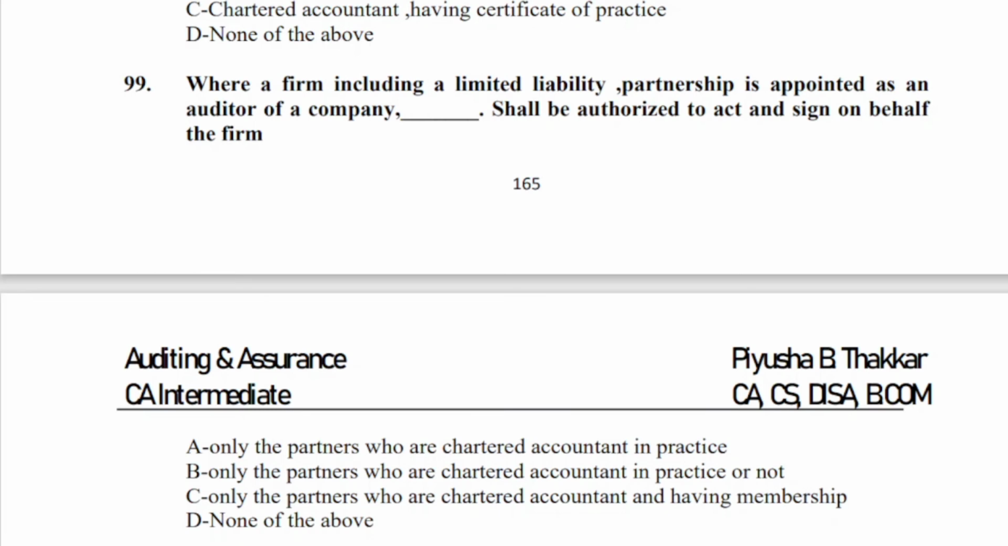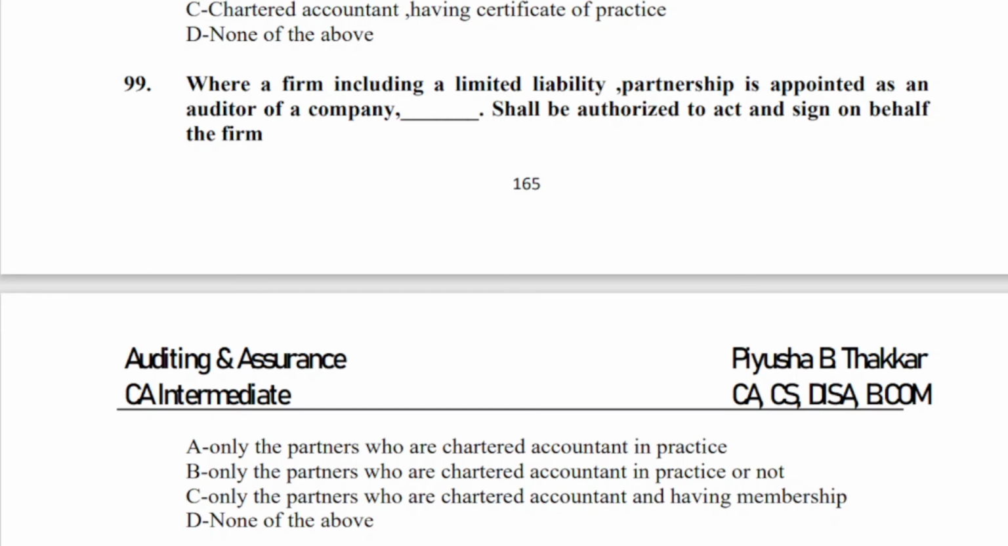The options are number 1, only the partners who are chartered accountants in practice. Now, alternative B, only partners who are chartered accountants in practice or not. C, only the partners who are chartered accountants and having membership. And alternative D is none of the above.